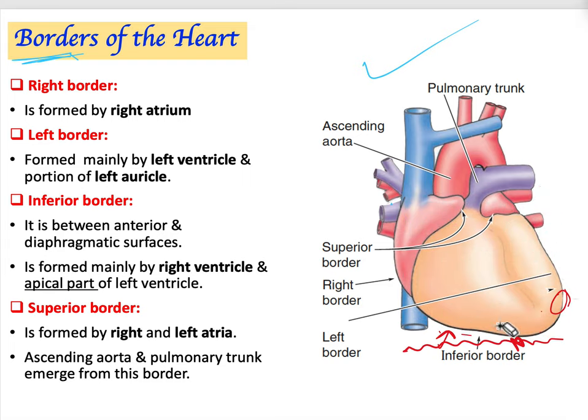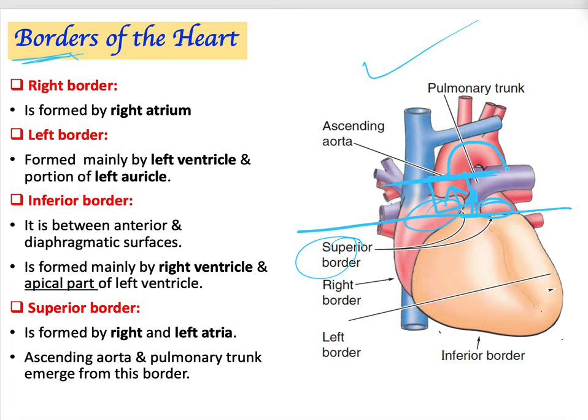Now, the last border, guys, is the superior border. Here is the superior border, formed mainly by the two atria, right atrium and left atrium. From this border, two big arteries emerge: the pulmonary trunk and the ascending aorta. This part of the aorta is the ascending aorta. And at the sternal angle, it becomes the arch of the aorta. Again, at the sternal angle, it becomes the descending aorta. So we have three parts: ascending, arch, and descending aorta.